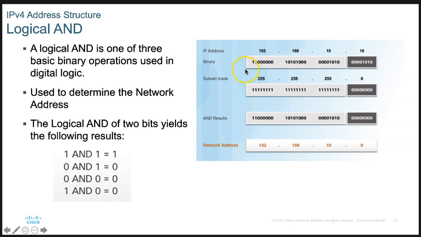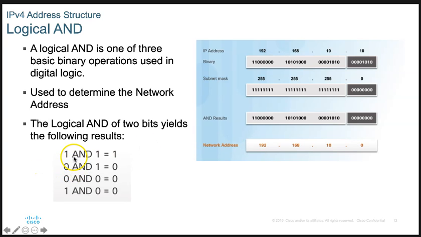In ANDing, the computer takes the decimal value of the IP address and converts it to a binary number. Then it takes its subnet mask, which is 255.255.255.0, and converts it to a binary number. Do you see that 255 is all ones, all ones, all ones, and then 0s? Then it does a process known as ANDing. So what is ANDing? ANDing is Boolean logic math.